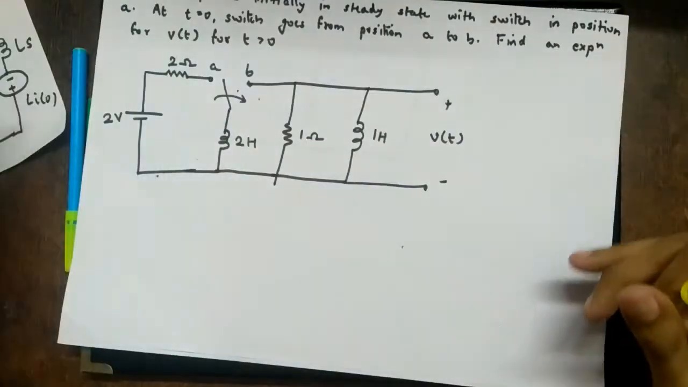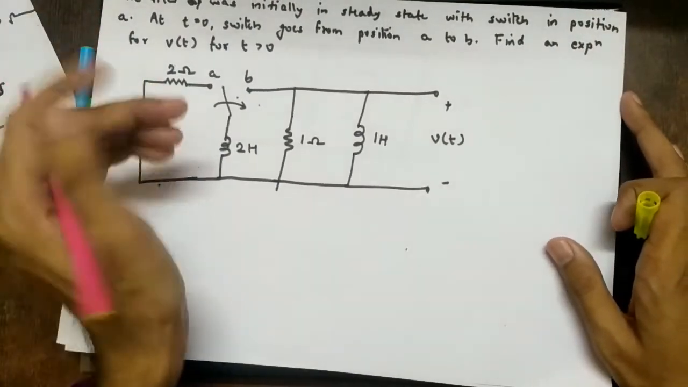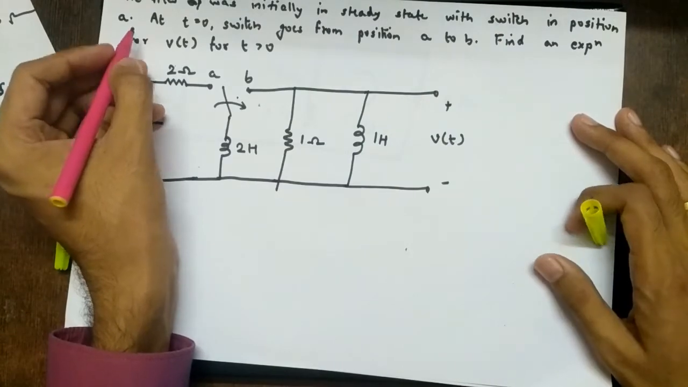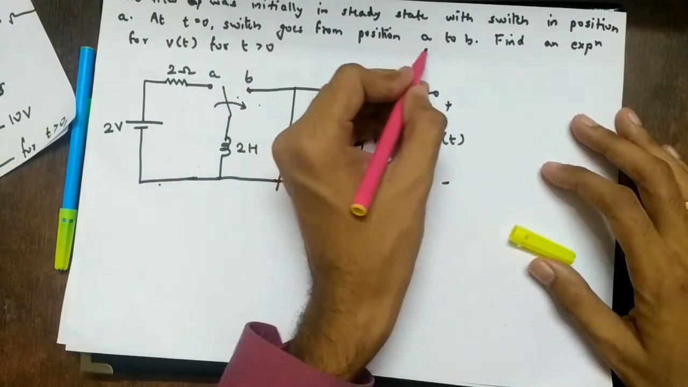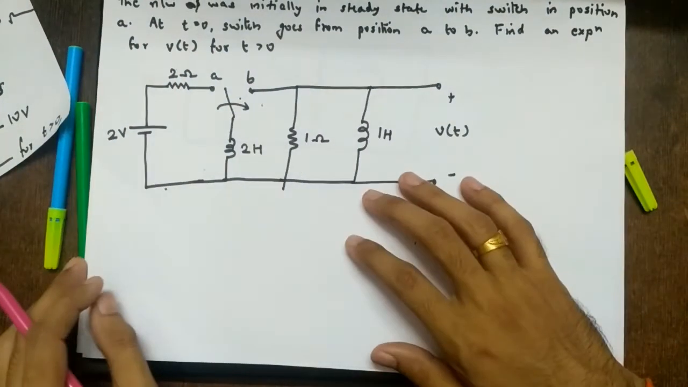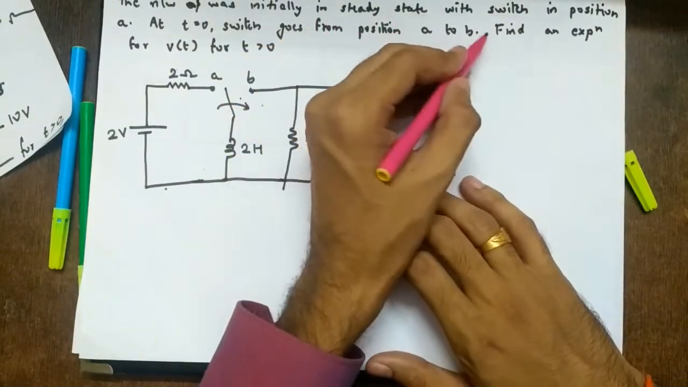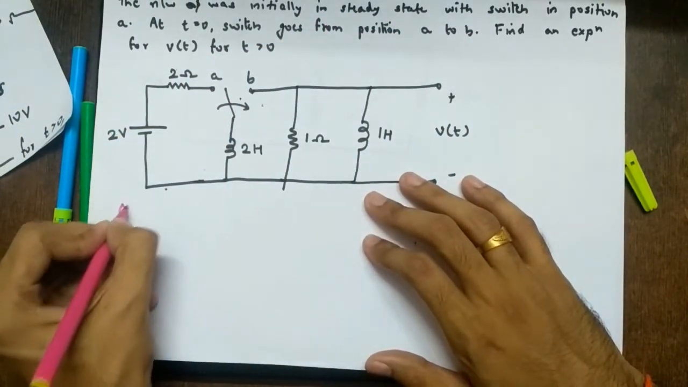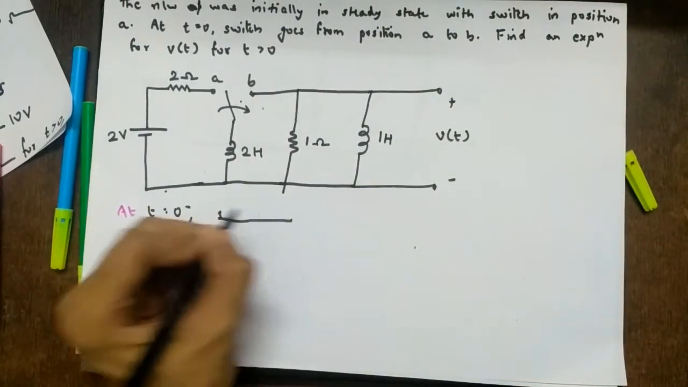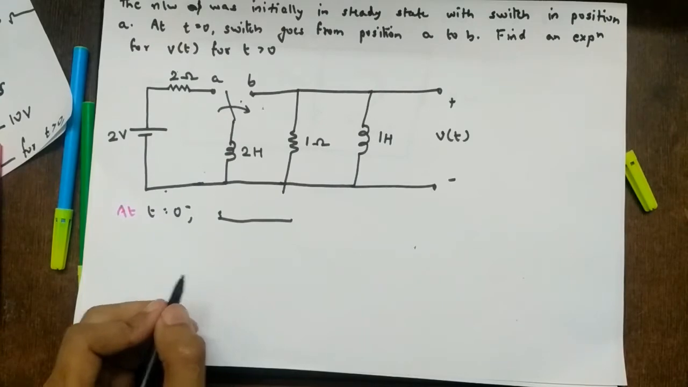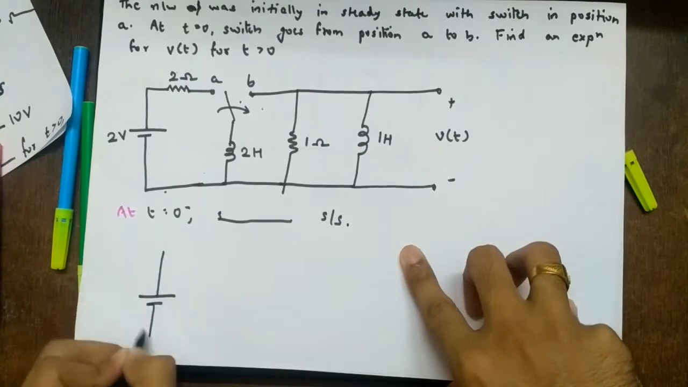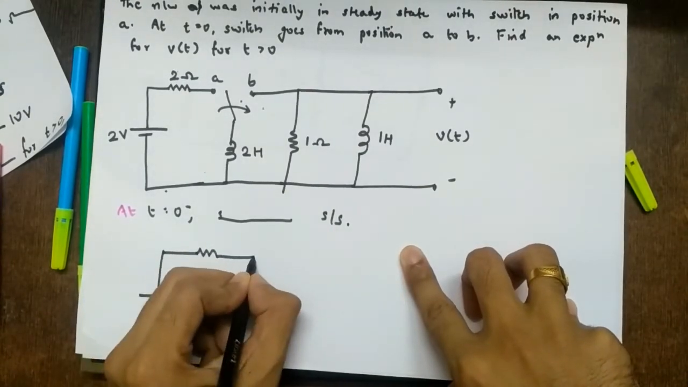Right? So let's proceed further. The network was initially in steady state with the switch in position A. At t equal to 0, the switch goes from position A to B. Find an expression for v(t) for t greater than 0. Initially in steady state, so at t equal to 0 minus the switch is in position A, and it has attained steady state condition. So this is the circuit.